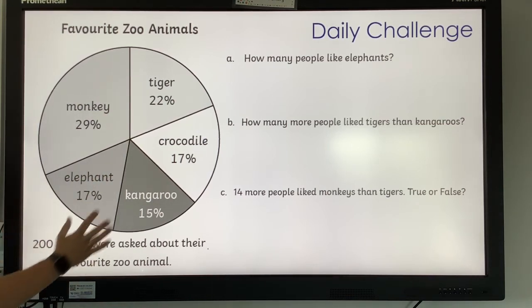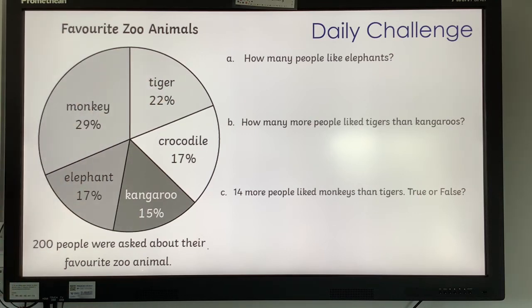You need to work out what 15% of 200 is, and you need to work out what 22% of 200 is. And you also need to work out what 29% of 200 is. So please use the bubble method. Please work out 10%, 1%, 5%, etc. Good luck.